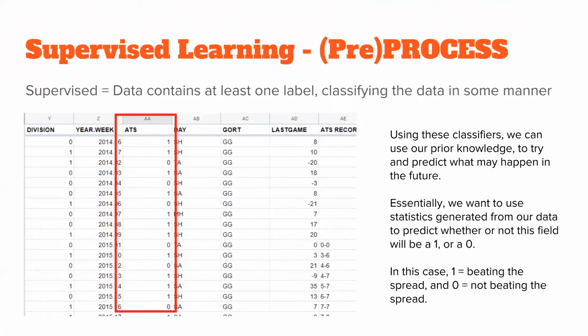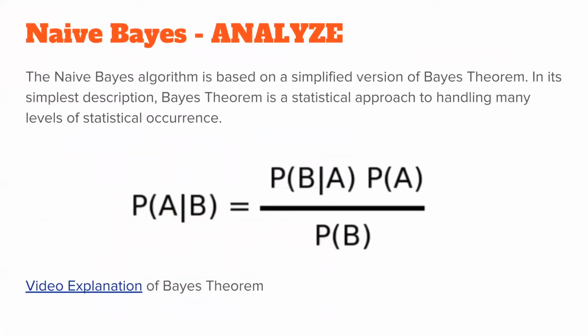Unfortunately, the example I have is not fitted to this data. It's the same exact example I used in class. I didn't really have a lot of time. I had maybe a day or 2 to prepare these, and I work full time. So it's a little example of what I have in class, but essentially we want to use statistics generated from our data to predict whether or not a new row of information should be a 1 or a 0, meaning whether or not this item is going to beat the spread. In this case, 1 means beating the spread, and 0 means not beating the spread.